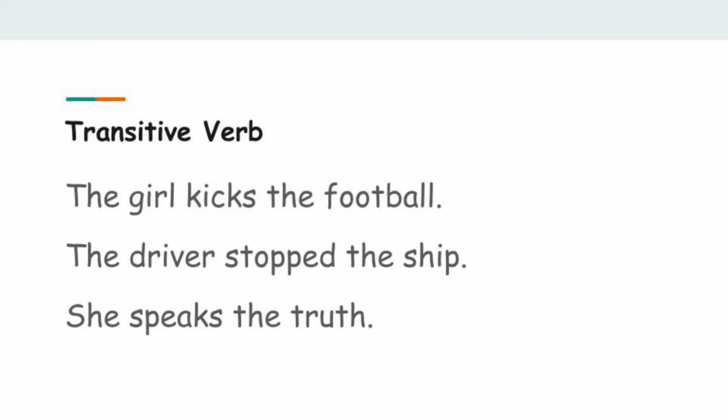More examples of transitive verbs. The girl kicks the football. Here, football is an object. And keep in mind, transitive verbs always need an object. So in this sentence, the word kicks is the transitive verb. The driver stopped the ship. Ship is the object, so stopped is the transitive verb. She speaks the truth. So here, speaks is the transitive verb.